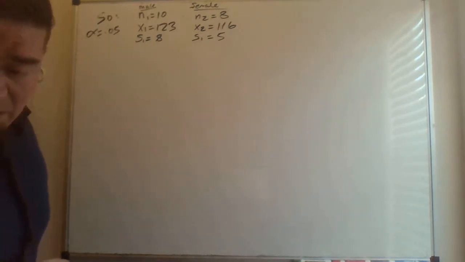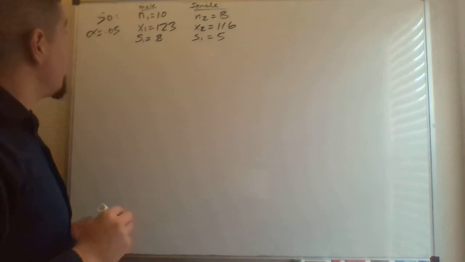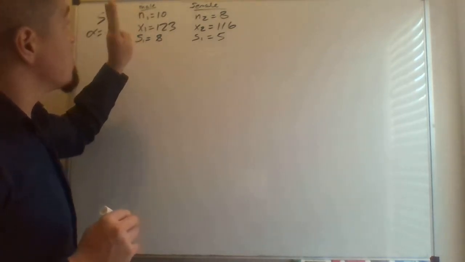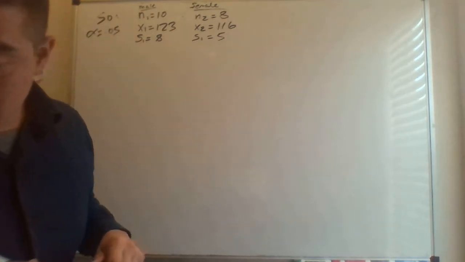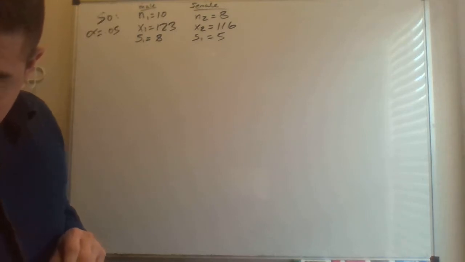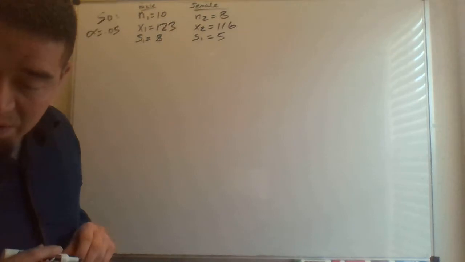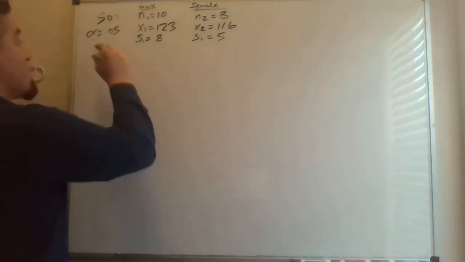Okay, so it says state the hypothesis and identify the claim. So I want to tell whether the population of males has a mean weight that is different from the population of females. How do I know? I want to tell if it's different. Well, it says can it be concluded at alpha equals 0.05 that the mean weight of males is different from the mean weight of females? So that's what's going to tell me.